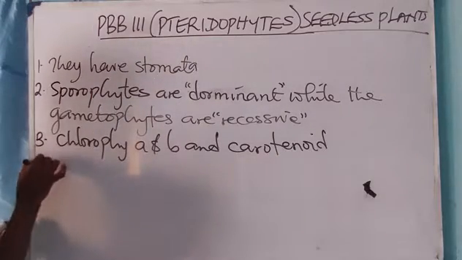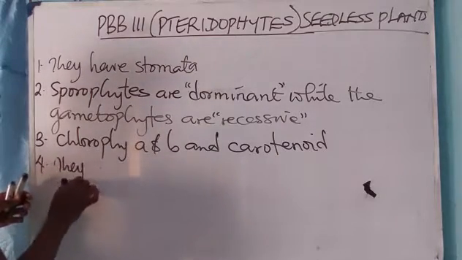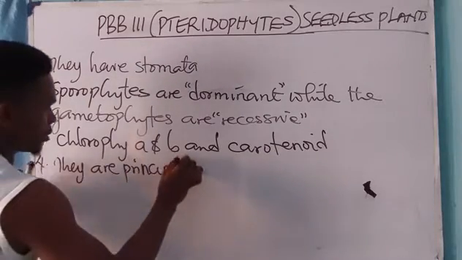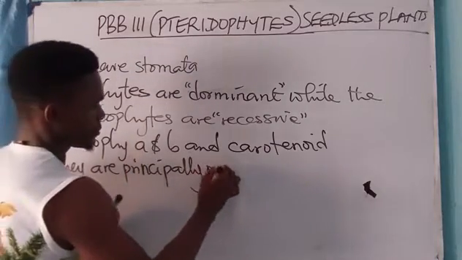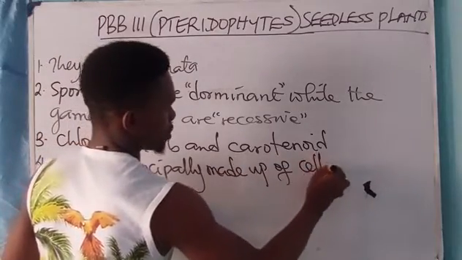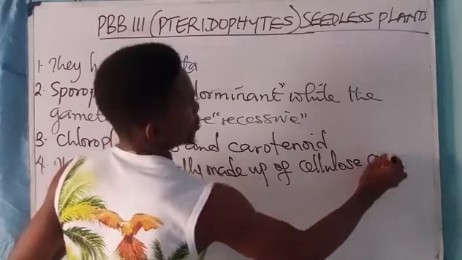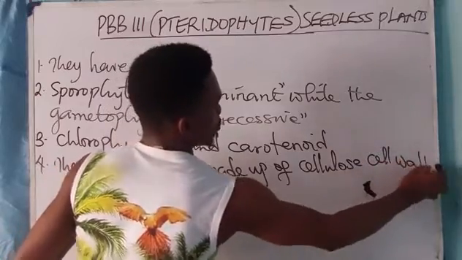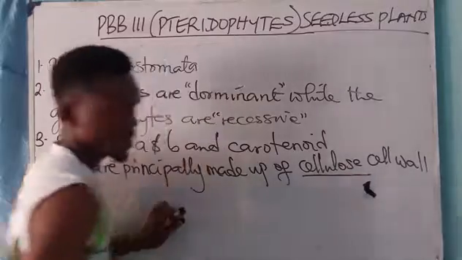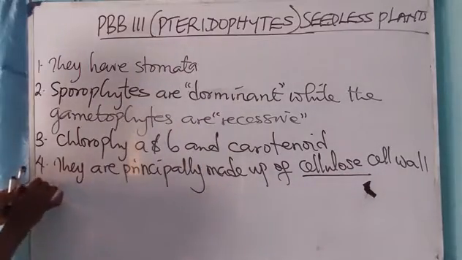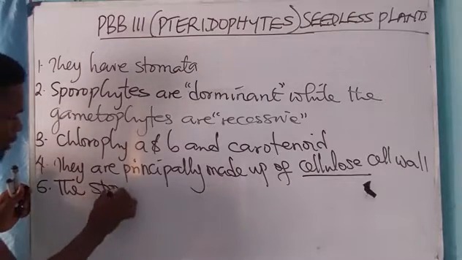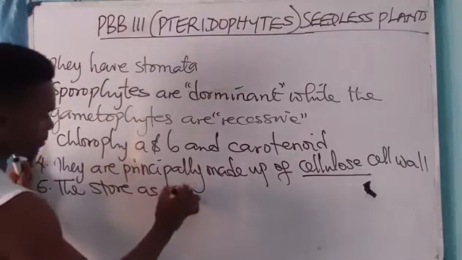Okay, number four, they are principally made up of cellulose cell wall. Which means that their cell wall is made up of cellulose. Okay, number five, they store carbohydrate. They store food or carbohydrate as starch.